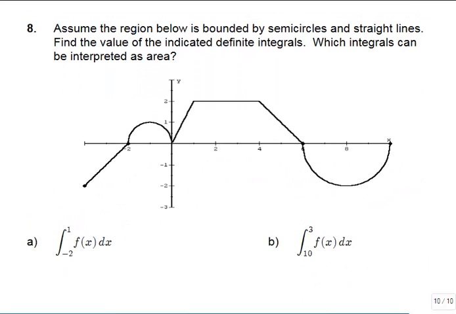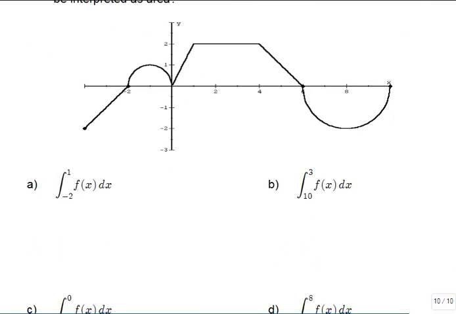Okay, the last example here. Assume that the region below is bounded by semicircles and straight lines. Find the value of the indicated definite integrals and which integrals can be interpreted as areas. Okay, so we're actually going to interpret all of these integrals as areas. So let's take a look at this first one.